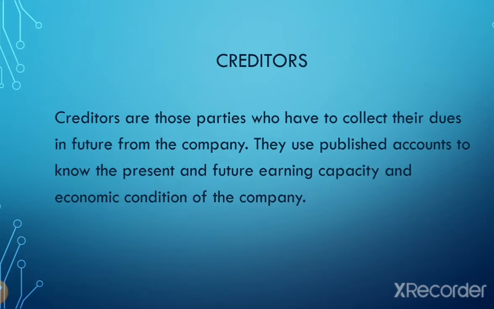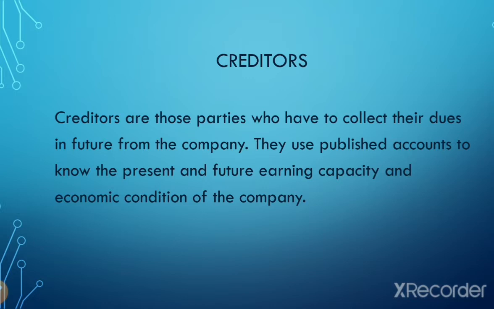Next one is creditors. Now, what are creditors? Creditors are those parties who have to collect their dues in future from the company. Basically, there are two types of creditors. The short-term creditors provide the facility of goods on credit to the business enterprise. It means they have sold the goods to the firm on credit. And the second one, the long-term creditors, in which the financial institutions and debenture holders are included. So these parties have to collect their dues in future from the company.